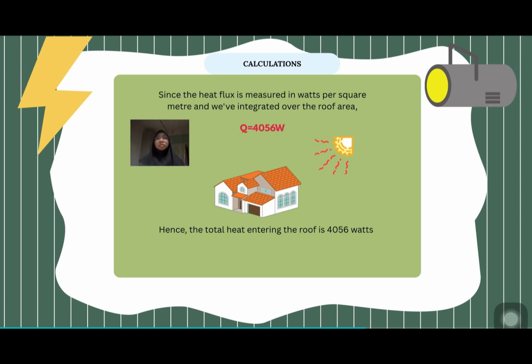This result means that approximately 4056 joules of heat energy enter the house every second through the roof during these conditions. This continuous heat gain causes the indoor temperature to rise, making the house less comfortable and increasing the need for cooling systems such as fans or air conditioners.